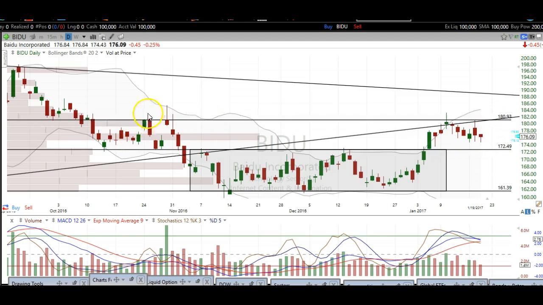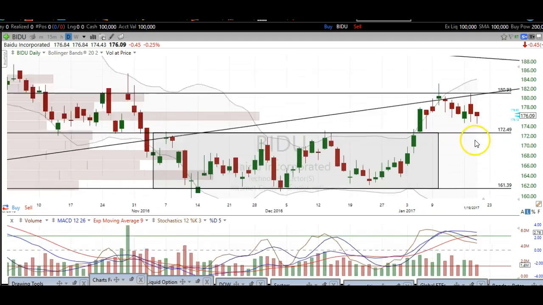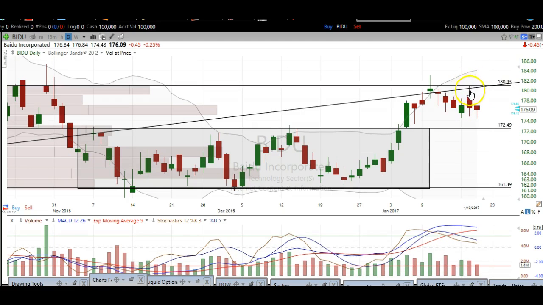You can see it was resistance over here, right there, and then again we react to it here, and then boom, right on the head of yesterday, we got rejected right there. So you can tell this is definitely a key level here that you want to be aware of on BIDU.